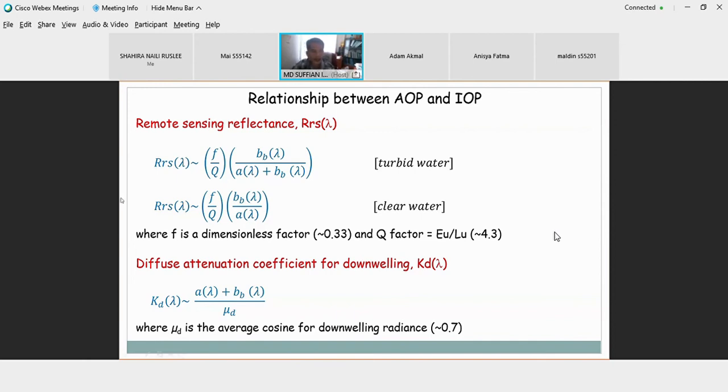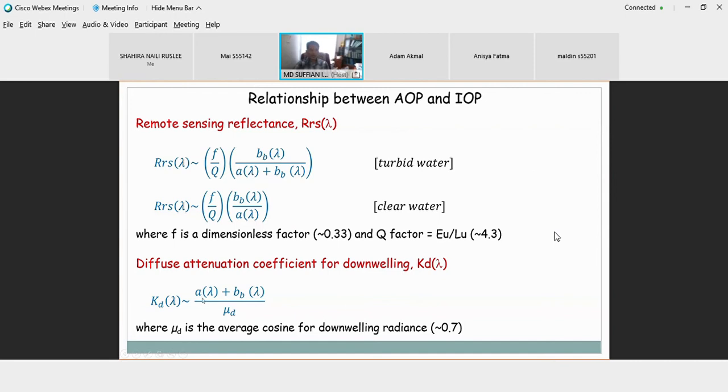So F over Q is a factor, a dimensionless factor, for this relationship. And diffuse attenuation coefficient, or Kd. So we can measure Kd, so we can relate. So we know that diffuse attenuation coefficient is an AOP, apparent optical property. So we can relate with IOP.